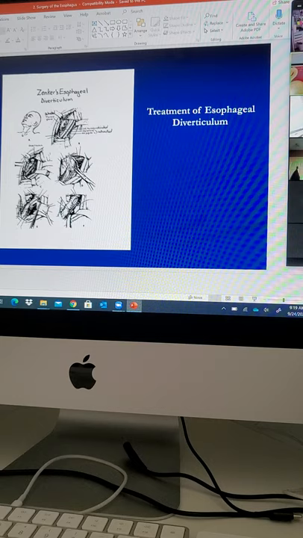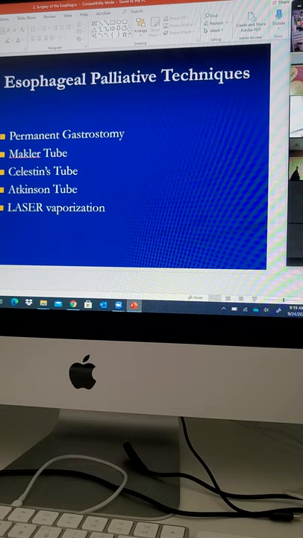And now is the treatment of the malignant tumor. Okay, and we have a couple of the tubes. So a patient has to have a permanent gastrotomy. Why? They have a tumor of the esophagus, so we have to feed them. So permanent gastrotomy is just to put the feeding tube in, and we can use the laser vaporization procedure, which is going to vaporize the tumor. That's one treatment, and that's going to open up that stricture. So for laser vaporization, we have the Macla and a Celestine tube in the lab.